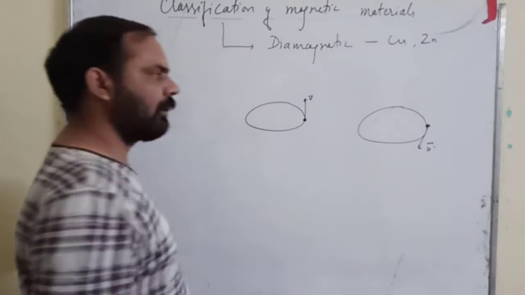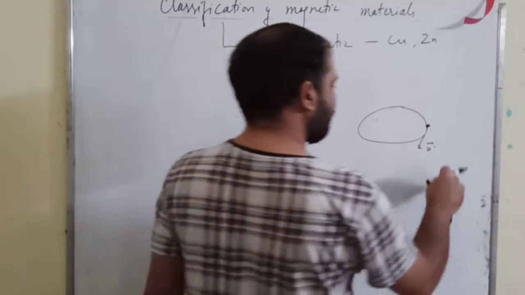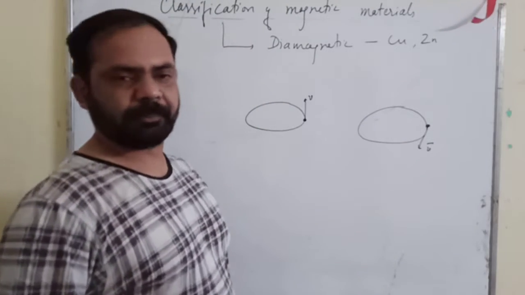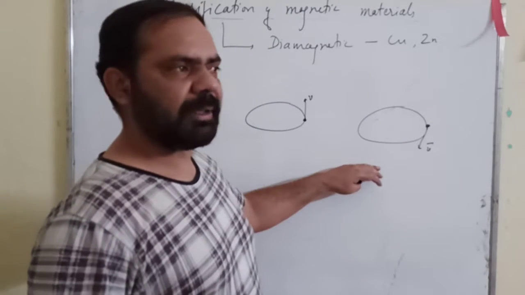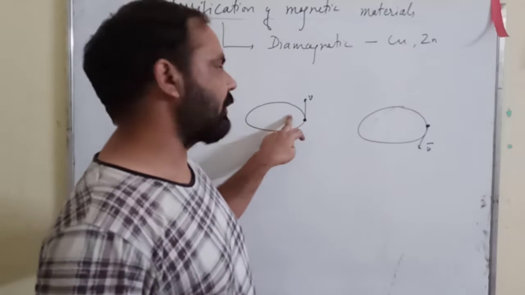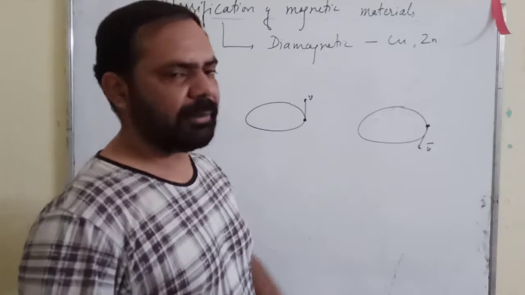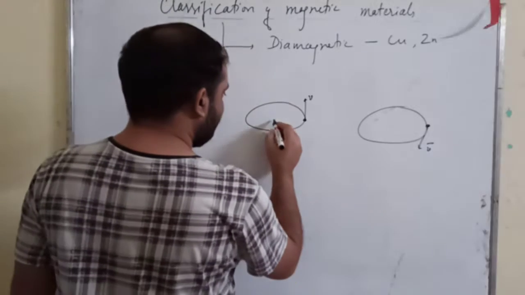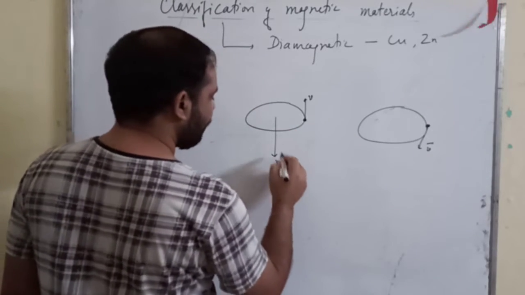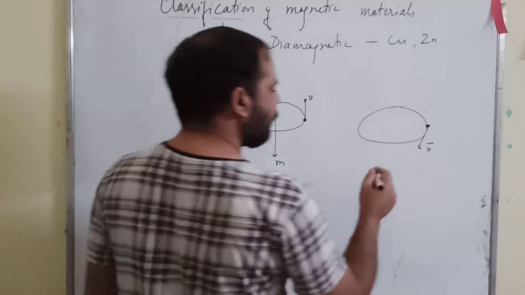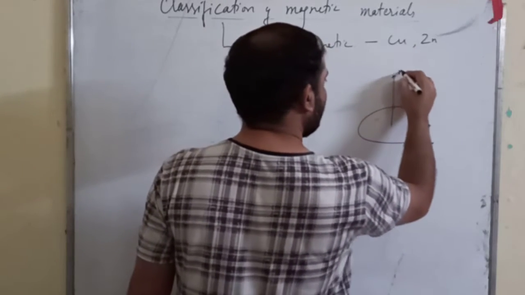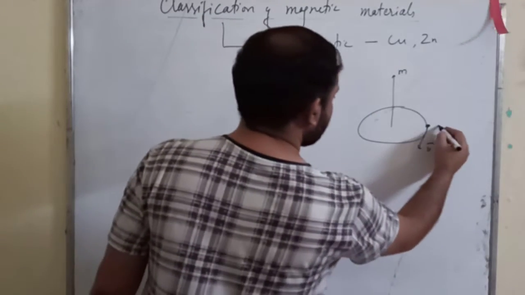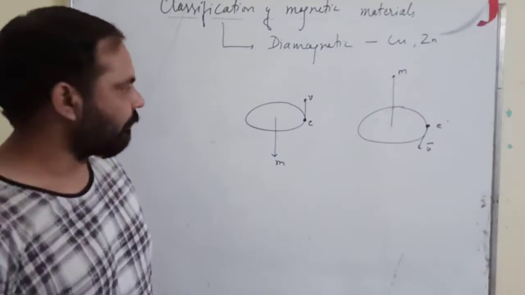Okay, both the electrons are moving with the same velocity as they are located in the same orbit, but they have opposite directions of revolution. If one is revolving anti-clockwise, the other will be revolving in the clockwise direction. Okay, so what will be the direction of dipole moment? This will be the direction of dipole moment of this electron, right? This is electron, this is E dash, the second electron.